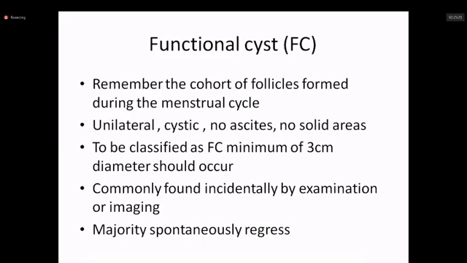A characteristic of functional cysts is that the majority regress on their own without any treatment. Spontaneous regression. So if you see a 3 centimeter functional cyst in a patient, you can safely say, don't worry, this will regress. I'm sure this will regress. We will do a repeat scan in 3 months' time. And the majority of these cysts regress on their own.